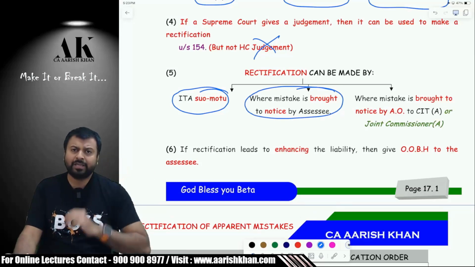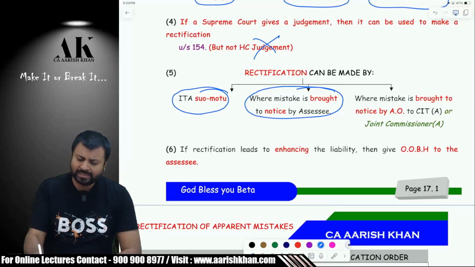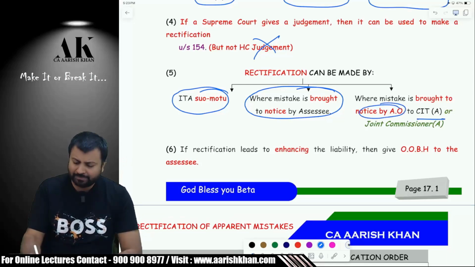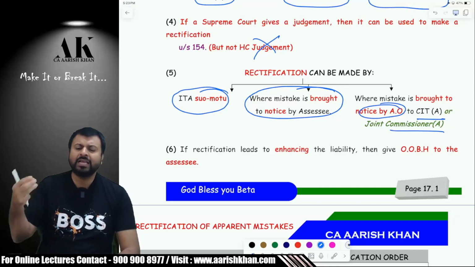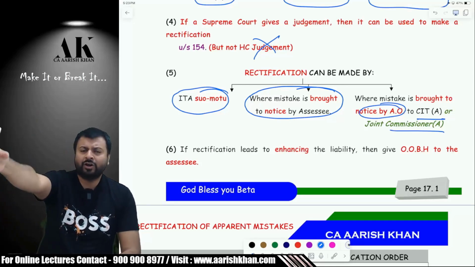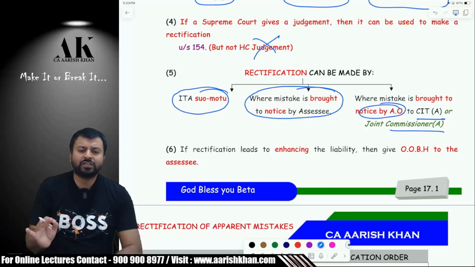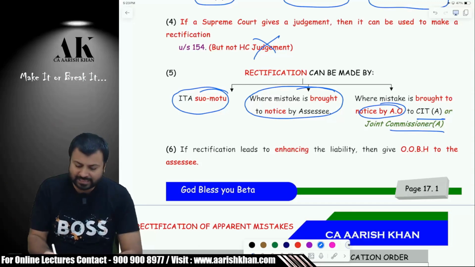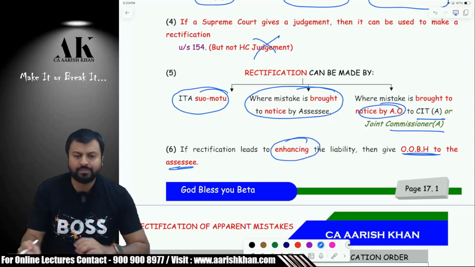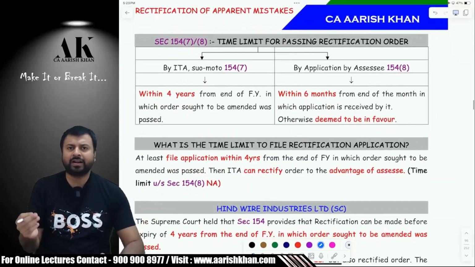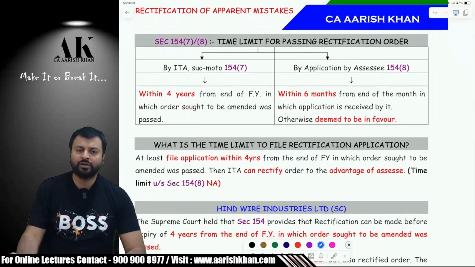Assessee can also make an application to the income tax department, or even the AO can go and tell the CIT appeal or Joint Commissioner appeal during the appeal proceeding that, sir, I have made a mistake. While your proceeding is going on, please rectify that mistake. Okay. And if the rectification leads to enhancement of tax liability, then you have to give an opportunity of being heard to the assessee. That is the fundamental right of every assessee. Okay, I hope it is clear to all of you.